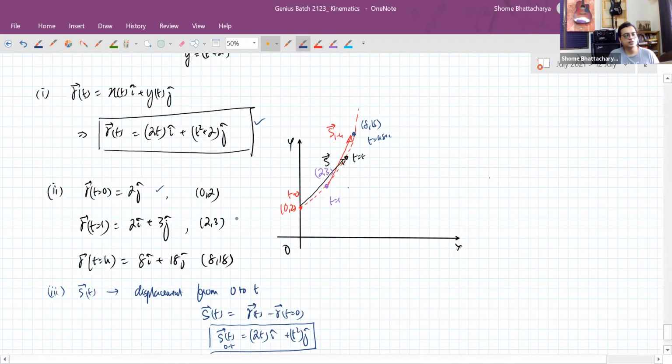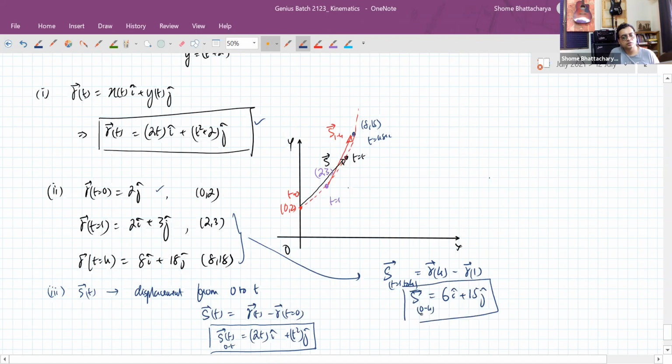Okay. So from these two, we can find out displacement from t equal to 1 to 4 is equal to position at 4 seconds minus position at 1 second. So the difference of these two will give you 6 i cap plus 15 j cap. So this is our displacement from 0 to 4 seconds, whereas this is our displacement from a general 0 to t.